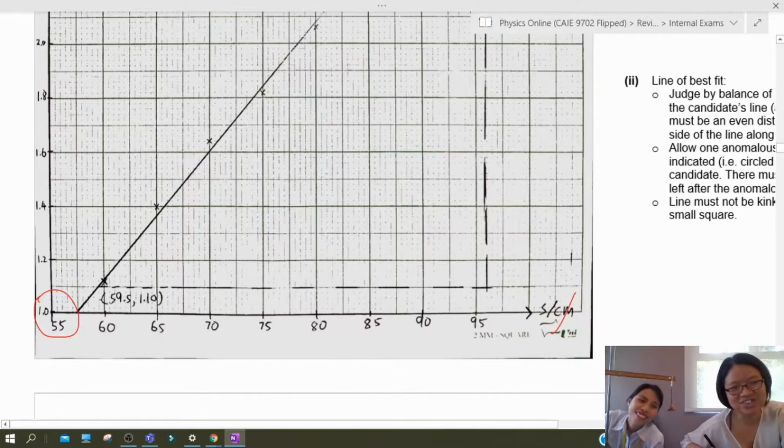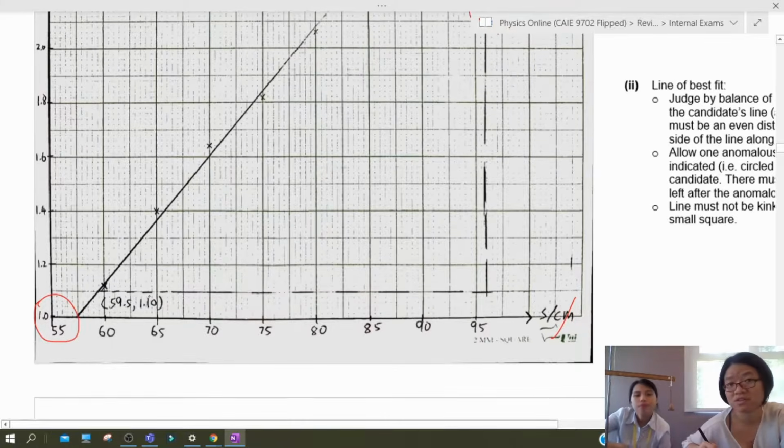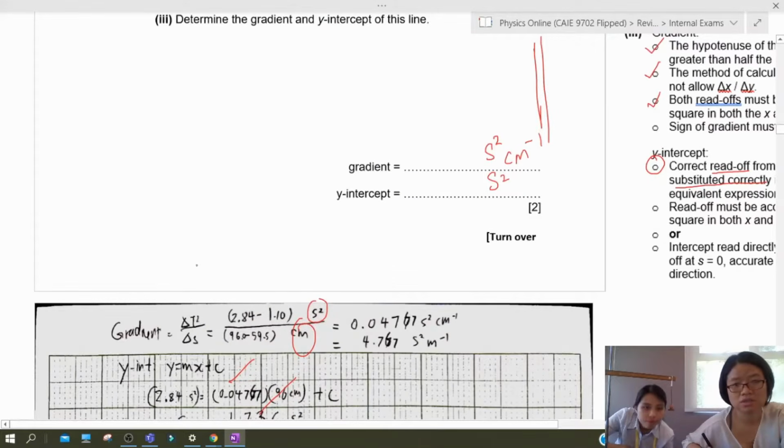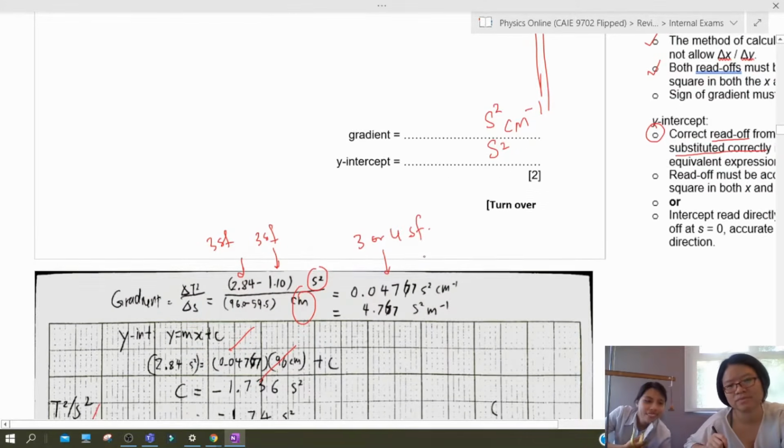The smallest possible reading is 0.5, so the x-axis should be read to the nearest 0.5. This one can be read to 2 decimal points, so this is also okay. So 3SF, meaning your gradient should also be 3SF, because you can see this one is 3SF and this is 3SF. It can be 3 or 4 SF. You can round later.